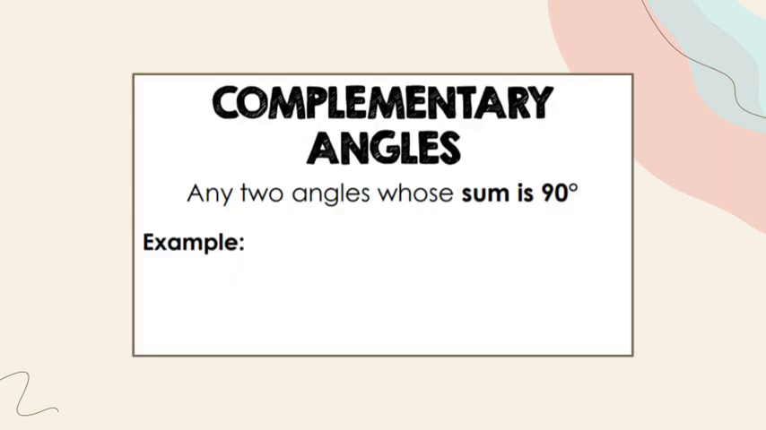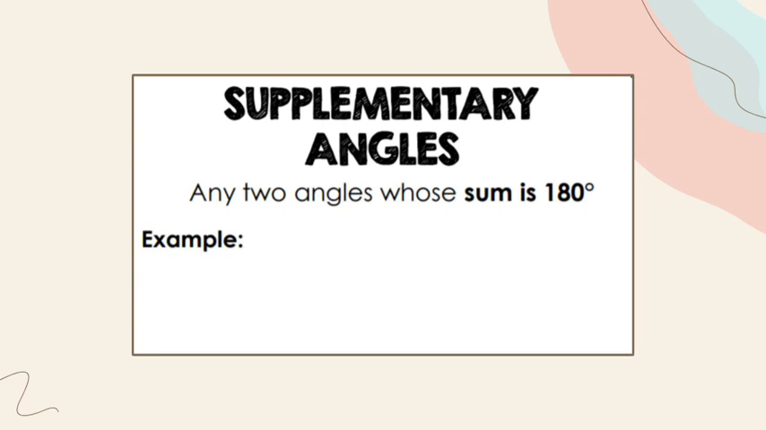Complementary angles are two angles whose sum is 90 degrees. So 90 degrees, as we recall, is like this. It is a right angle. And in order for the angles to add up to 90 degrees, it would look something like this. So it could be these two angles. Angles 1 and 2 would be complementary angles.